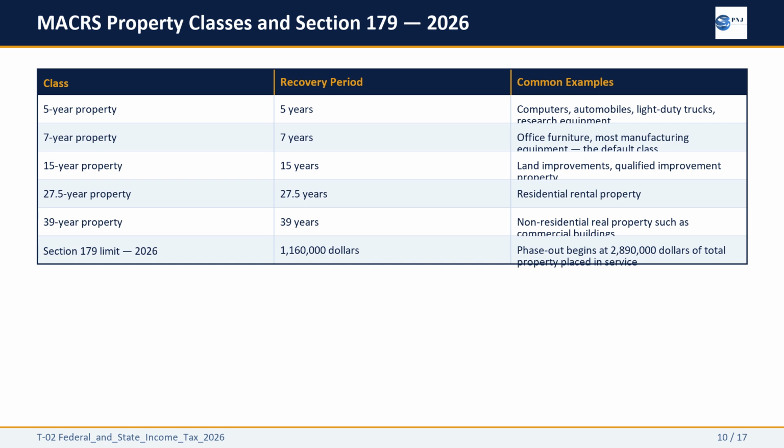Section 179 allows immediate expensing up to $1,160,000 in 2026, with a phase-out starting at $2,890,000 of total qualifying property placed in service. A critical distinction from bonus depreciation: Section 179 cannot create a net operating loss because it is limited to taxable income. Bonus depreciation has no such limitation and can generate or increase a loss.